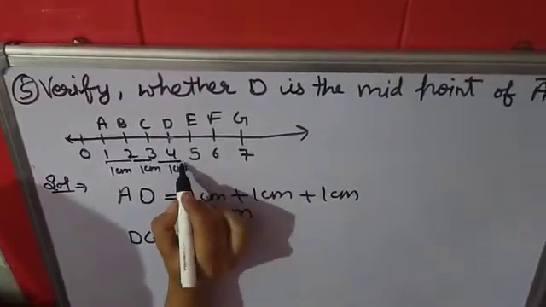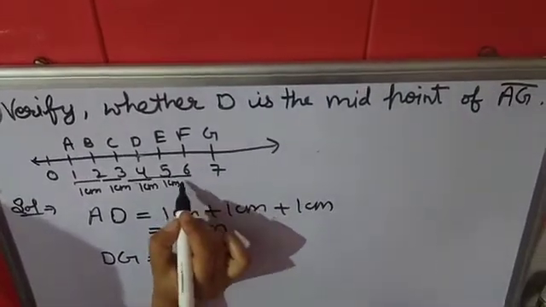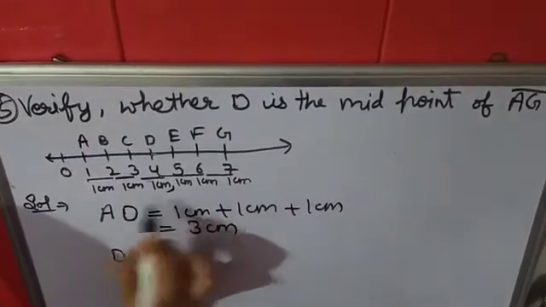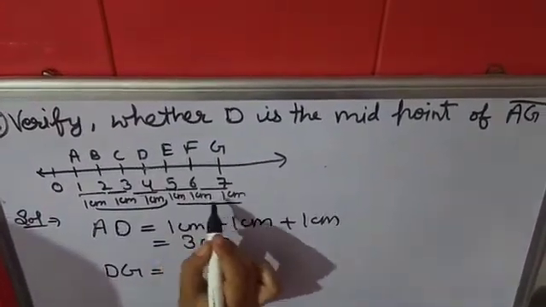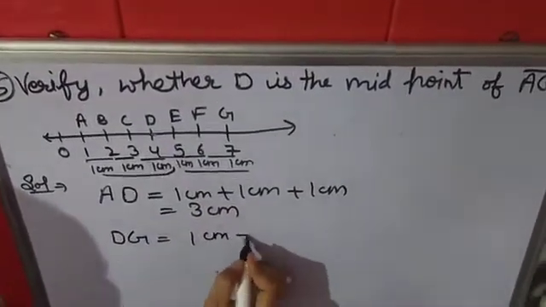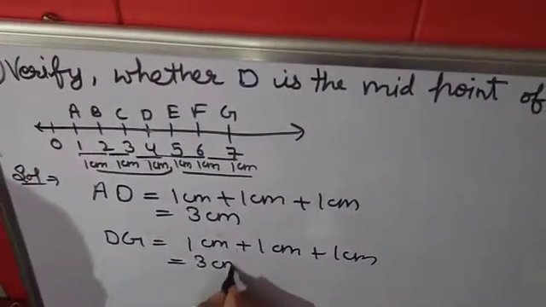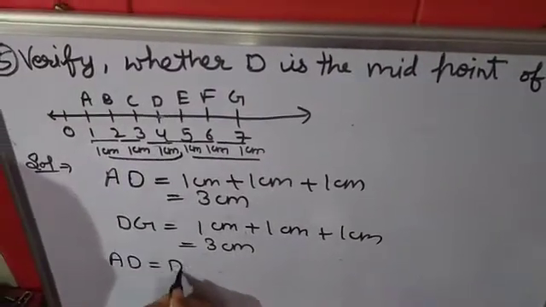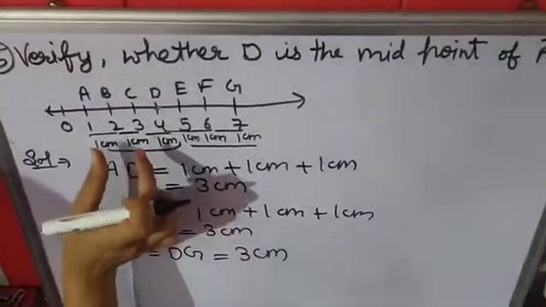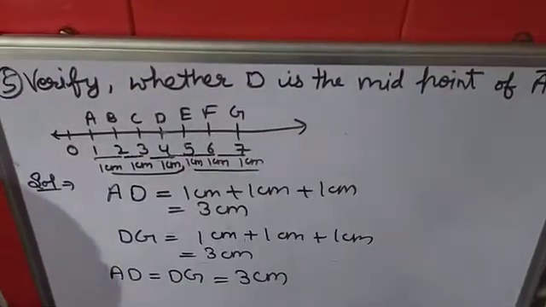ठीक है, DG. So from D is 1 centimeter. EF is also 1 centimeter. And FG also 1 centimeter. ठीक है, so there are also 1 centimeter plus 1 centimeter plus 1 centimeter. So it is 3 centimeter. Now AD is equal to DG, है ना? Both are of 3 centimeter. ठीक है, तो AD is equal to DG. It means D is the midpoint of AG.